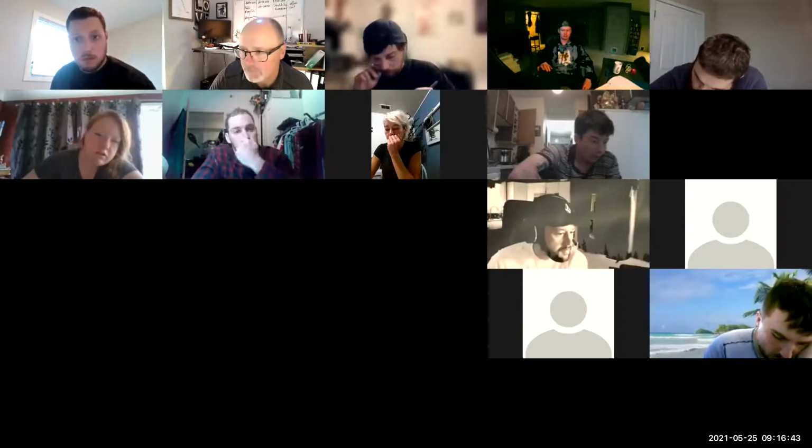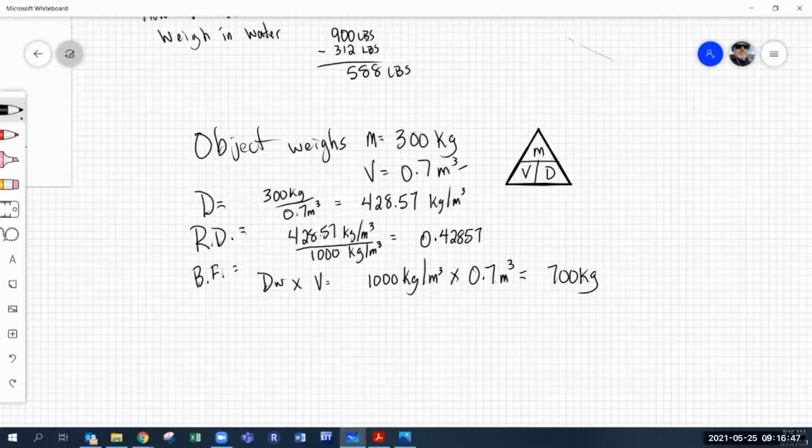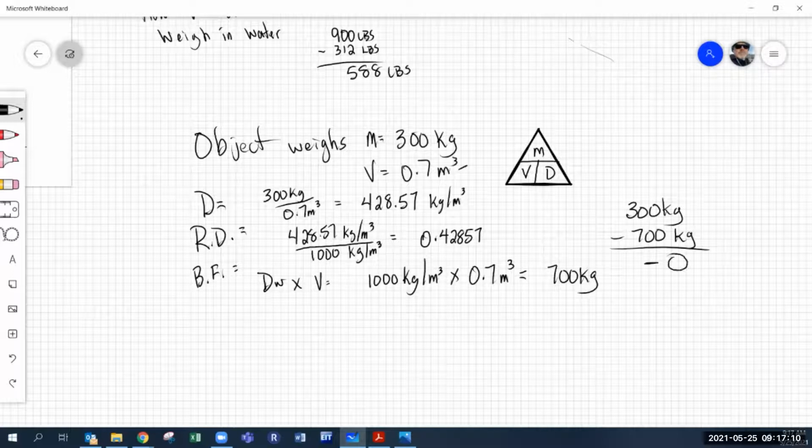Can you put that back up there for a sec, please? Yeah. 400. How much does this object weigh? 400 kilos. It weighs nothing, because the object only weighs 300 kilograms. And when it's submerged in water, it has a buoyant force of 700 kilograms. So we have a negative number. So this object weighs nothing when it's in the water.